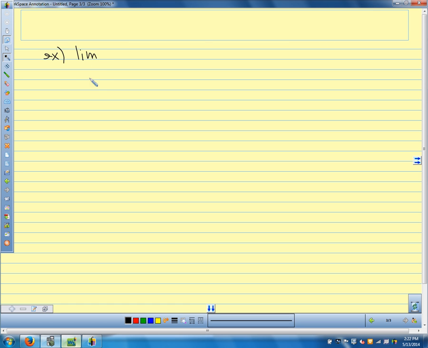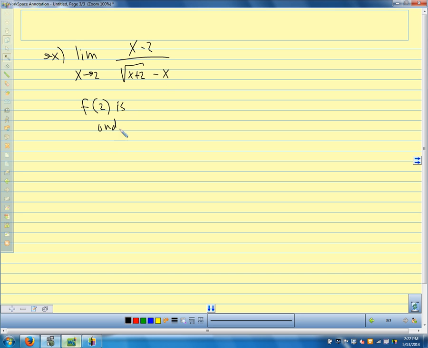So this time we're interested in the limit as x approaches 2 of x minus 2 over square root of x plus 2 minus x. So notice that f of 2, if I plug in 2 here in the denominator, I get 2 plus 2 is 4, square root of 4 is 2, minus 2, I get undefined. But this function does have a limit. So let's graph.